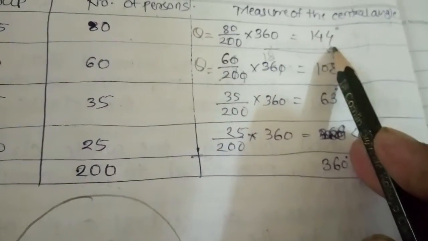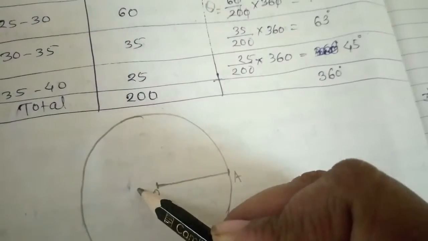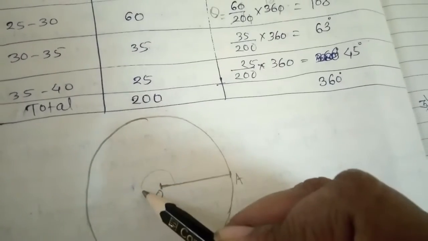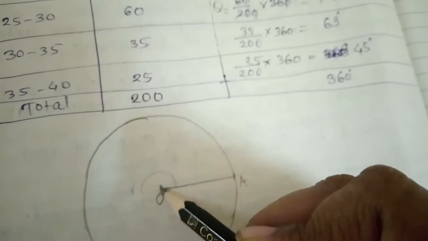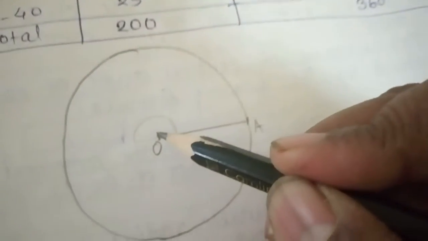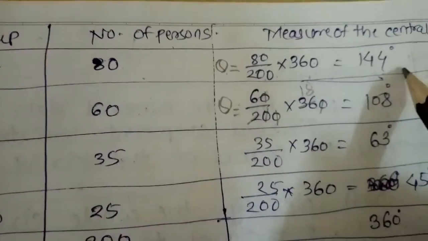Our first angle is 144 degrees. So put your protractor this way. Your protractor must be like this way. So match the center of this protractor with this center. And now your first angle is 144 degrees.